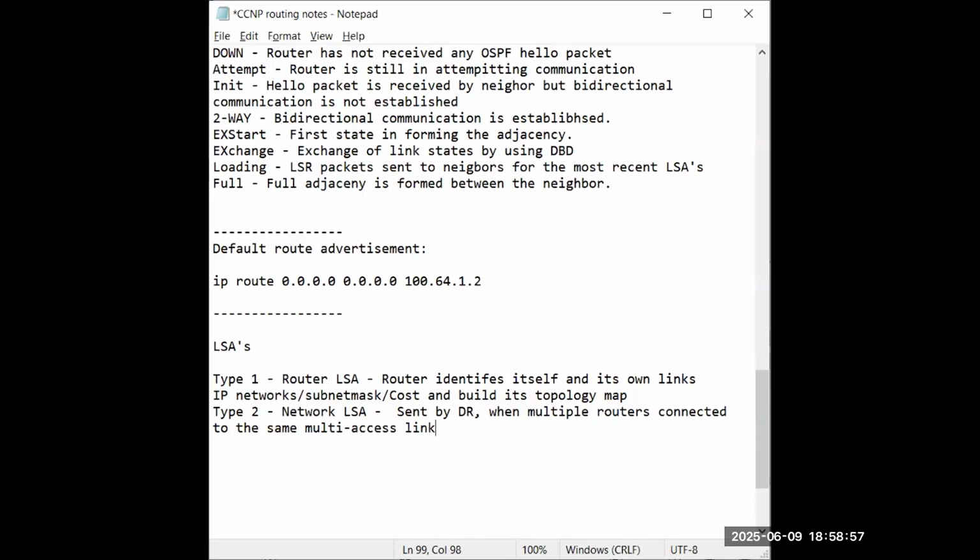LSA 2 is going to send all the network or routing table information. It's going to update the routing table information as an advertisement or an update to the routers within the same area. So if we take the example, the topology we have.